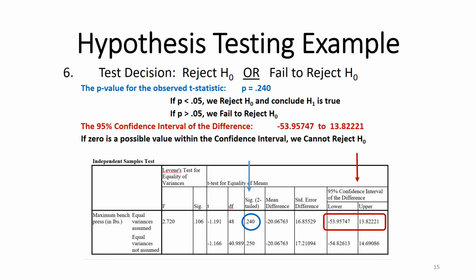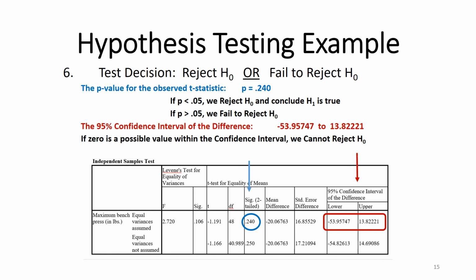Well, on a number line, 0 falls between negative 53.95747 and positive 13.82221. So 0 is possible in this case, and so that also confirms our decision that we fail to reject the null hypothesis. So both the p-value and the confidence interval will give you the exact same answer. They never contradict each other. So it's a good way to double check your findings by looking at these two.